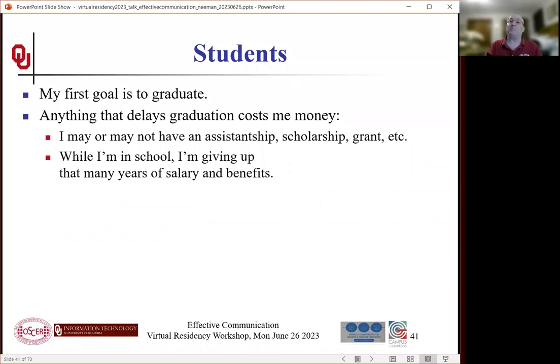I ran the numbers some years ago, and this was in then dollars, not now dollars. But I calculated, based on how long I was in grad school, that my PhD cost me between $250,000 and $500,000 in foregone salary and benefits, not including interest, just the actual raw dollars paid out to me, somewhere between $250,000 and $500,000.